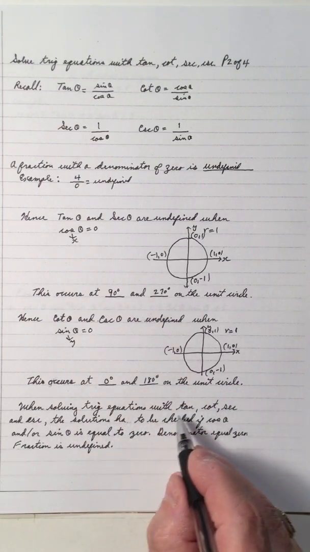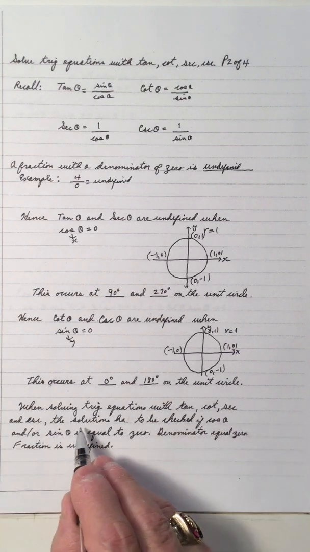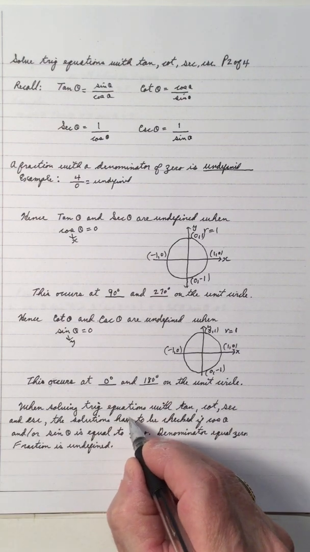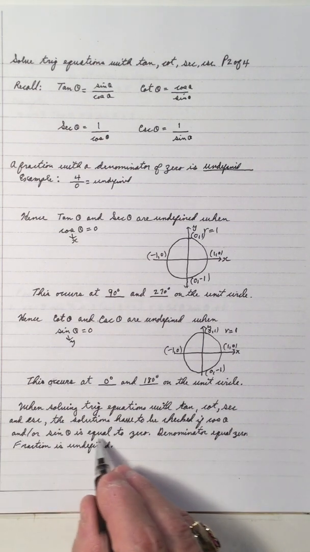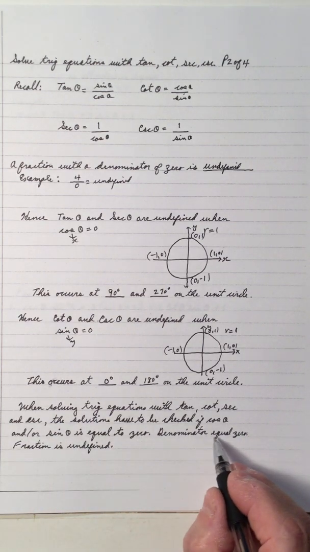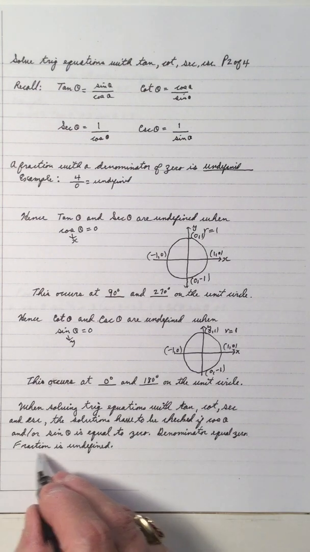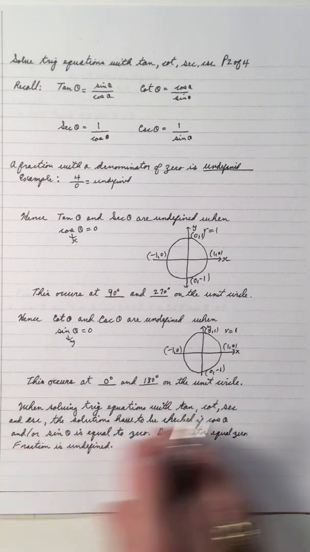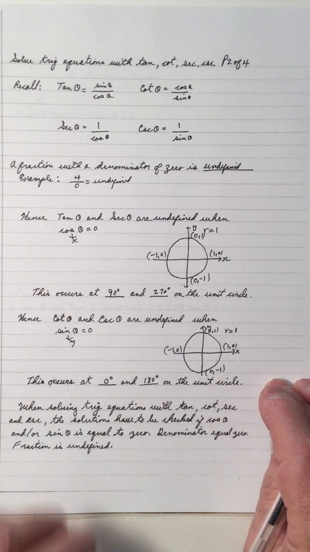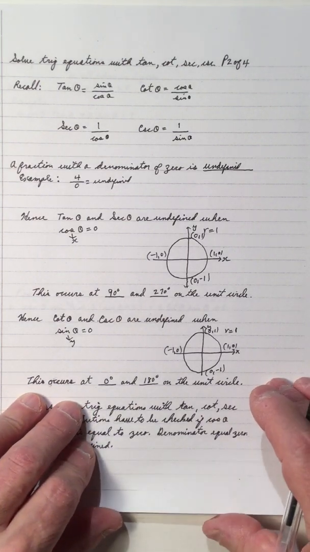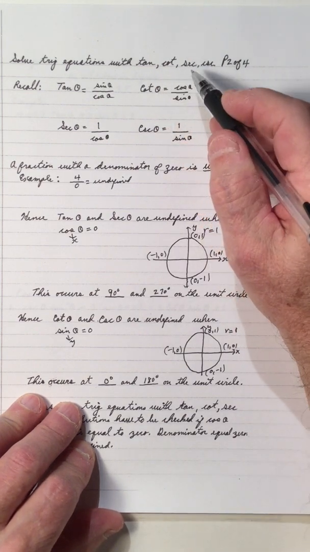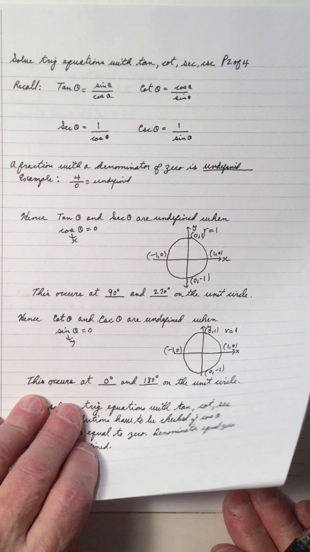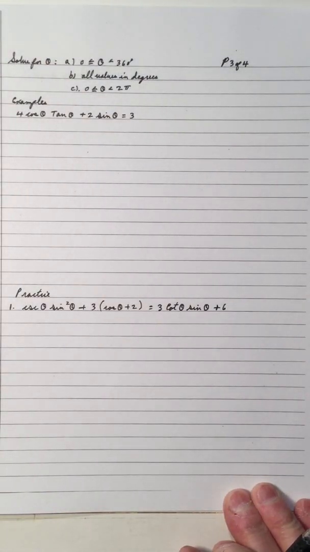When solving trig equations with tan, cot, secant, and cosecant, the solutions have to be checked if cos theta and/or sine theta is equal to 0. If denominators are equal to 0, then the fraction is undefined. So we have to be careful when we use tan, cot, secant, and cosecant in an equation, because we have division by 0 and it's undefined.